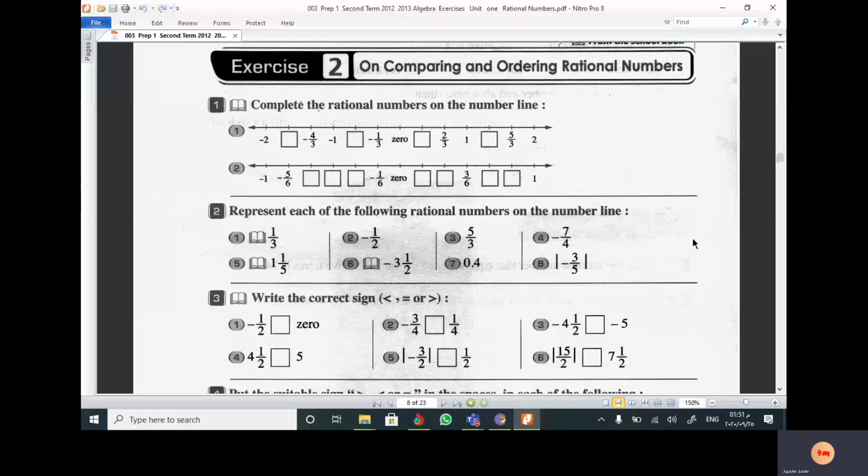هنكمل مع بعض النهاردة حل تدريبات الدرس الثاني في الجبرا. Comparing and Ordering Rational Numbers. Number 1. Complete the rational numbers on the number line.